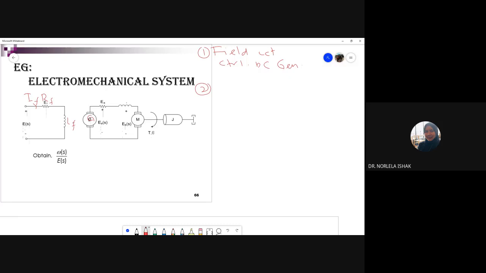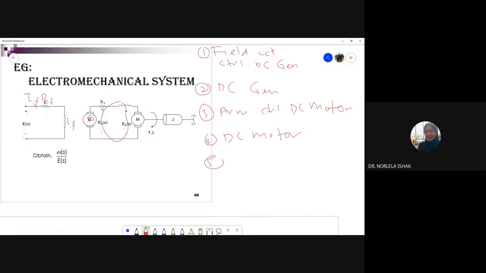You can derive what? The DC generator, right? So what is its equation? You can derive the DC generator. Number 3: what do you see in this loop? This is the armature, right? Armature controls the DC motor. Yes, armature control DC motor. So next, the fourth, we derive the motor.